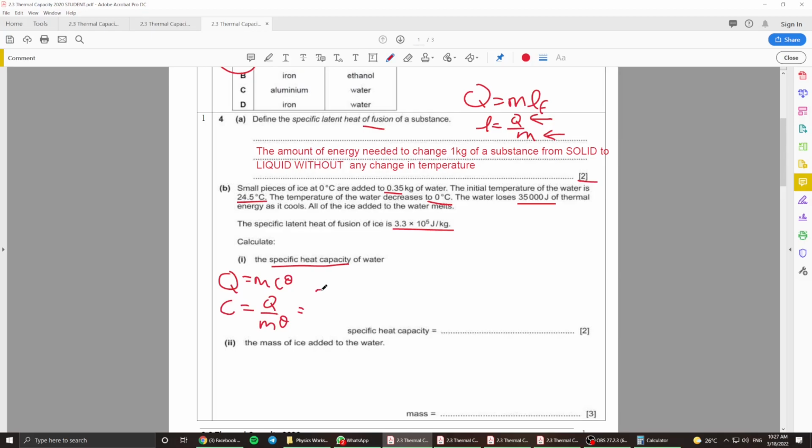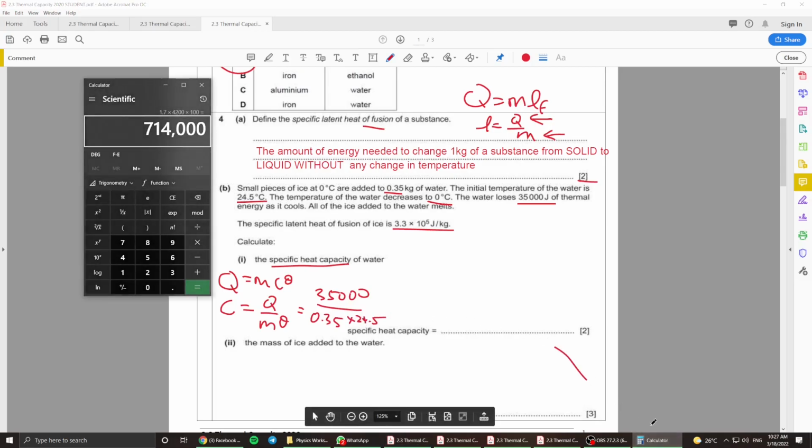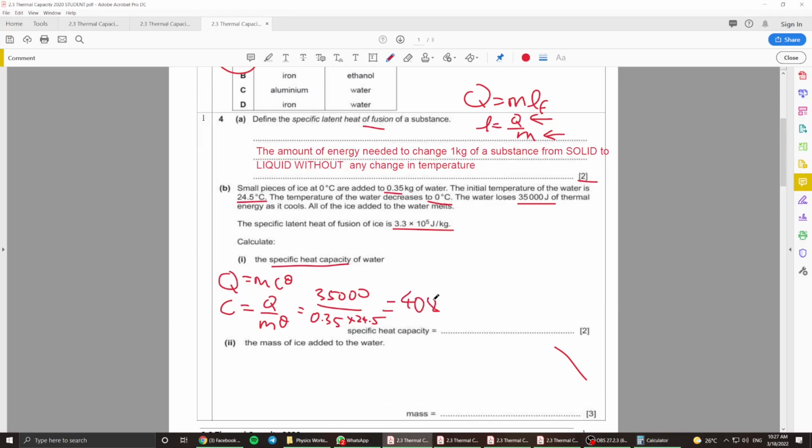In this question here, Q will be 35,000 divided by the mass of 0.35 divided by the change in temperature, which is 24.5 to 0, so it's 24.5 here. Press that in the calculator, 35,000 divided by 0.35 divided by 24.5, and you'll get a specific capacity of 4080 joules per kg degree Celsius. Then after that, they want you to find the mass of the ice added to the water.